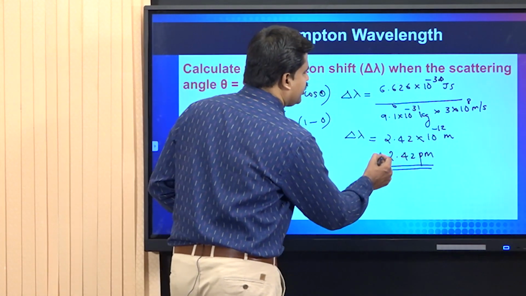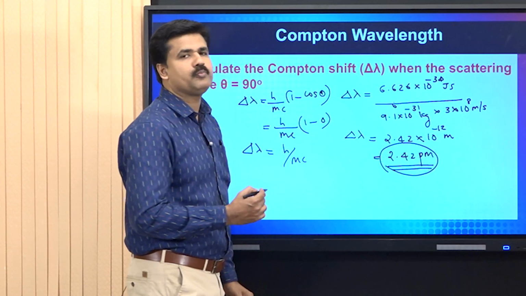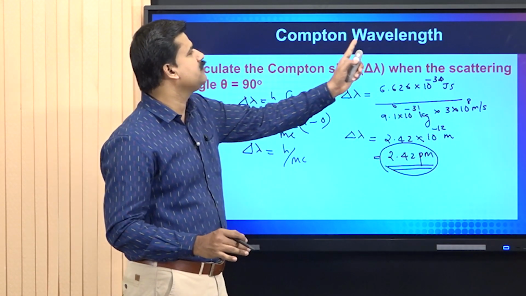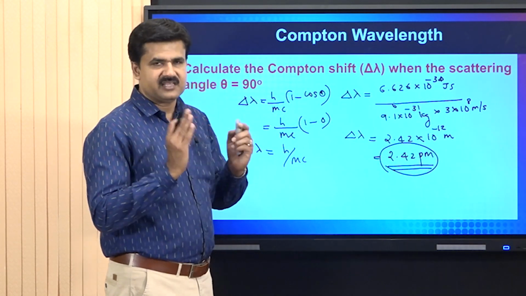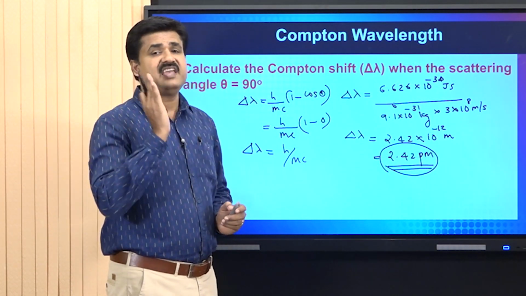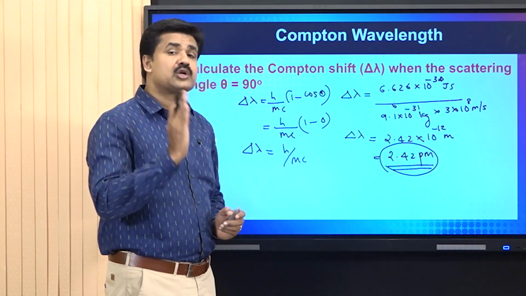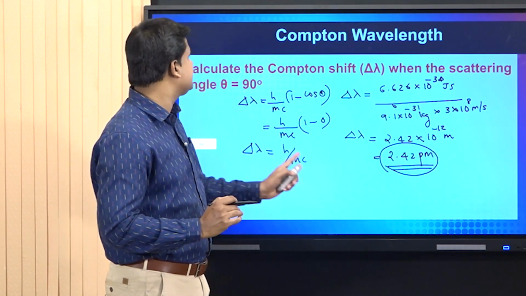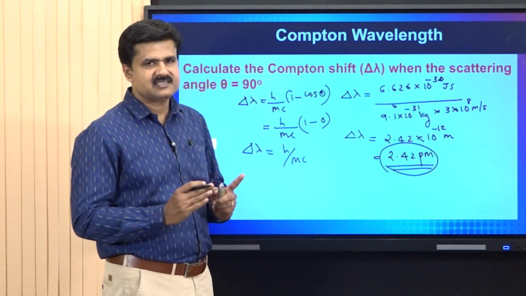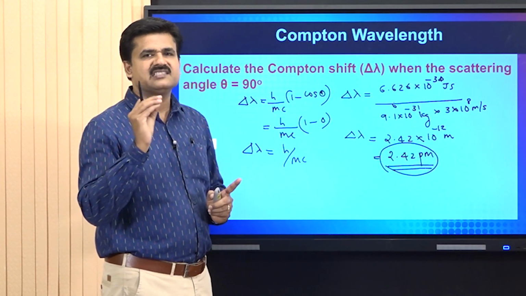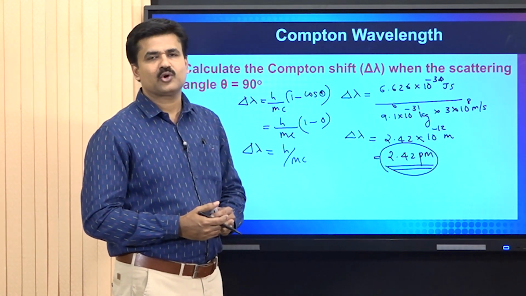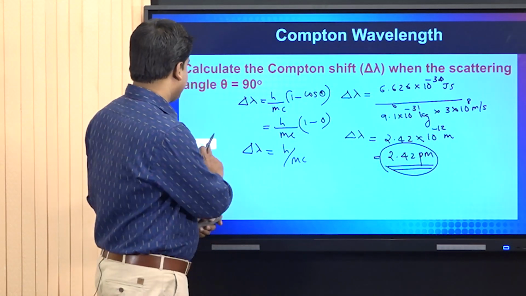This value 2.42 picometer is known as Compton wavelength. That is, Compton wavelength is the wavelength shift or Compton shift at a scattering angle 90 degree. That is, the Compton wavelength is a constant value that is equal to 2.42 picometer.